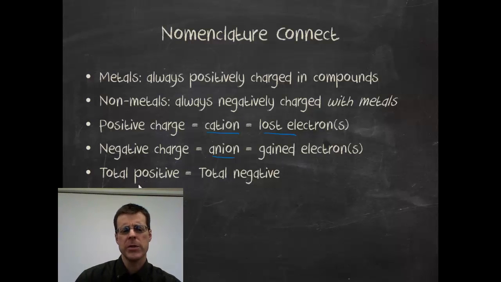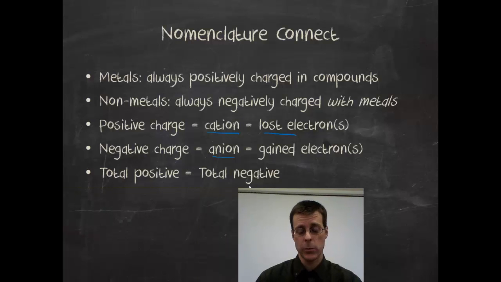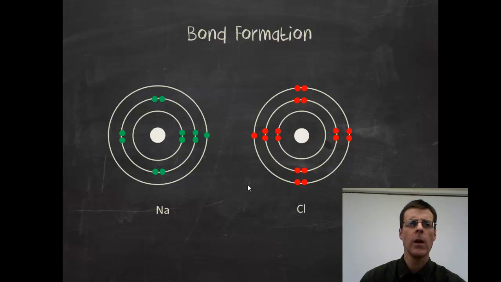The other thing we said in nomenclature was that the total positive charge, that's the electrons lost, equals the total negative charge, that's the electrons gained. That should make some sense, because if I'm going to lose electrons, they have to go somewhere. If I'm going to gain electrons, they have to come from somewhere. So let's go back to the ionic bonds and figure out how the bonds form.